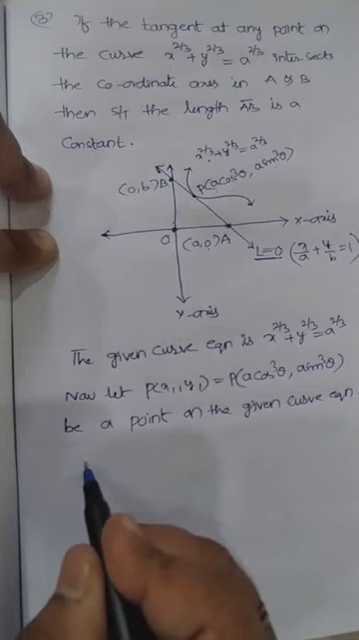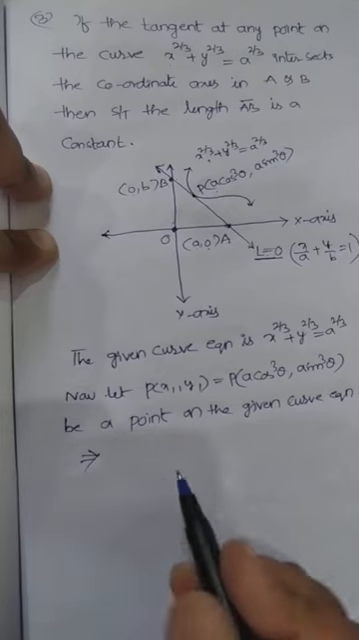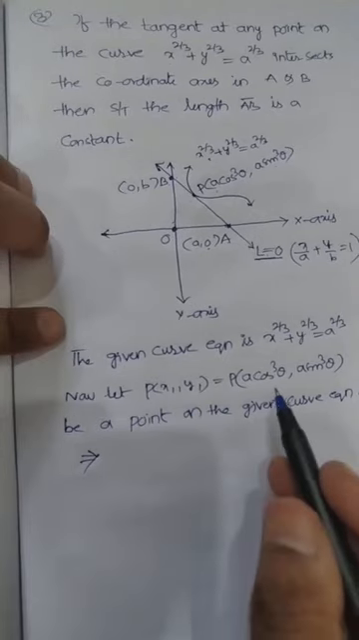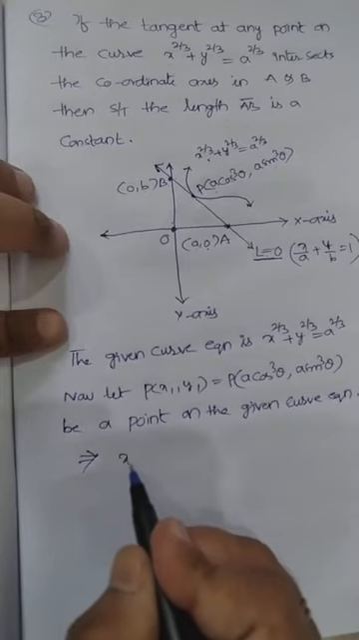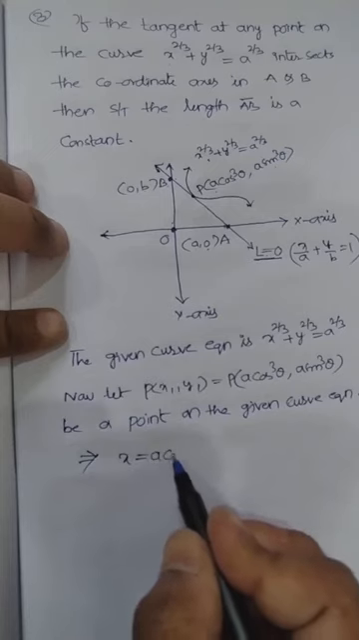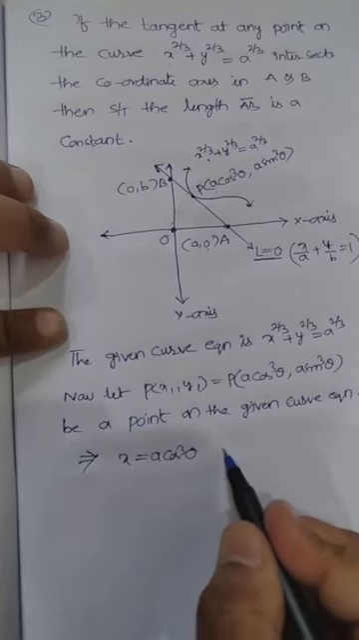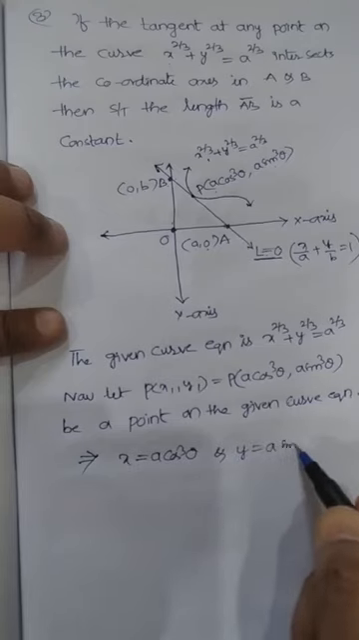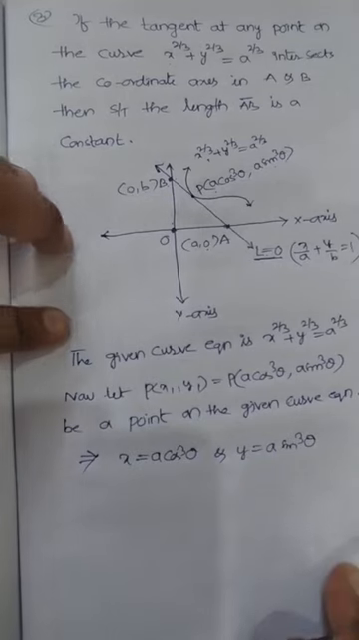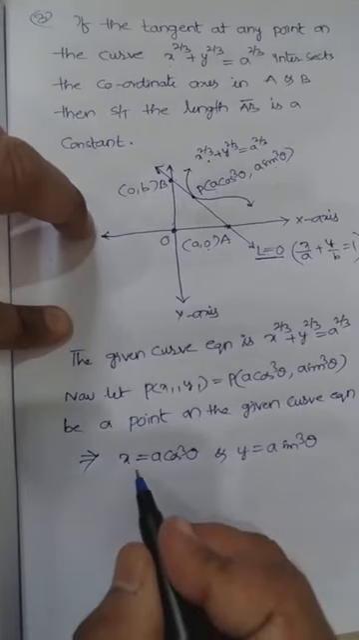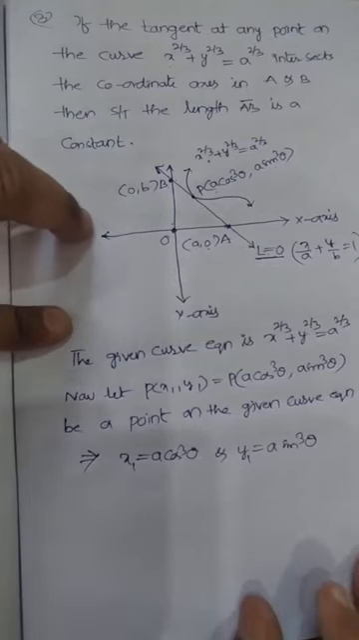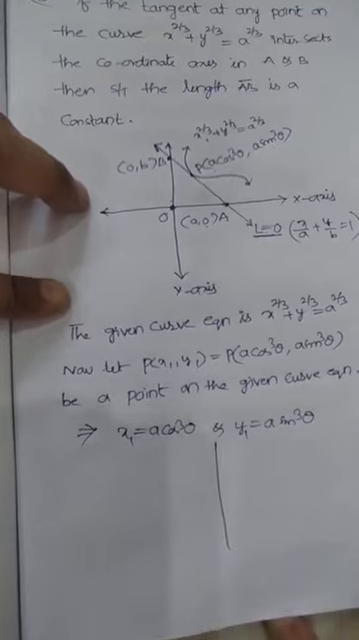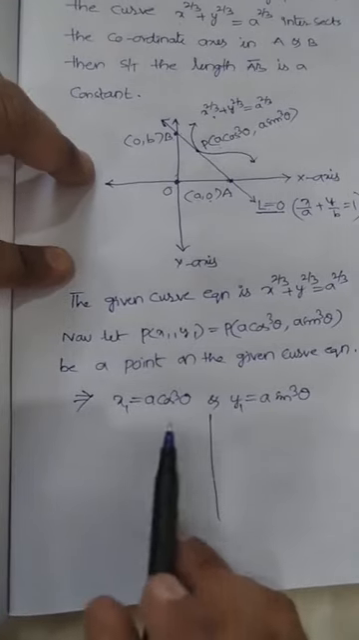You may take it as x, y also, no problem. So our x coordinate is a cos³θ, and our y coordinate is y = a sin³θ. Or you may take it also as x1, y1, no problem on that. So how are we finding the derivative of it? We know how we are finding about these two points.